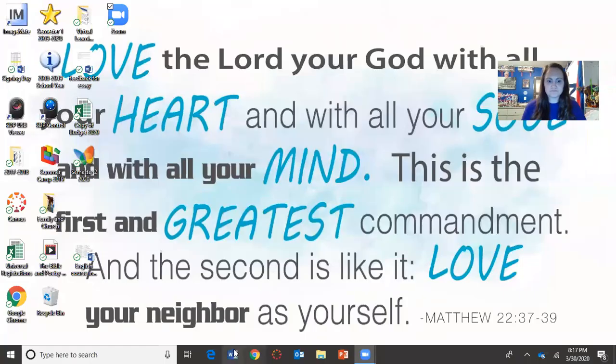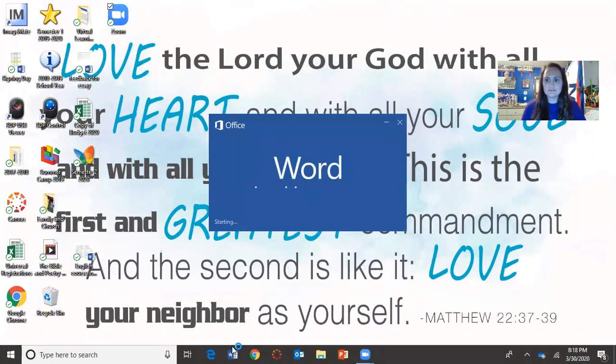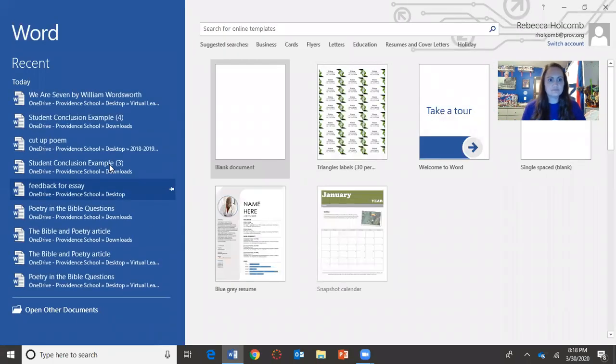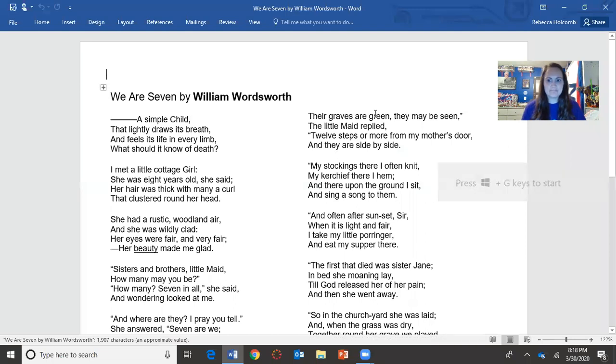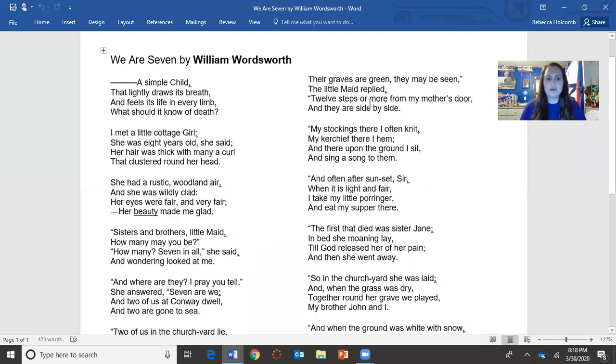The first thing we're going to do is read it. I need to find my document. Okay, so this is the narrative poem, We Are Seven by William Wordsworth.